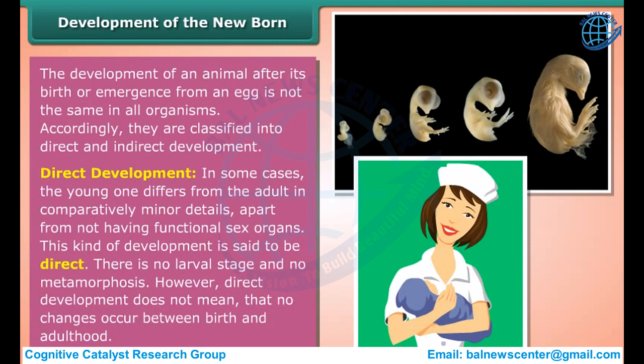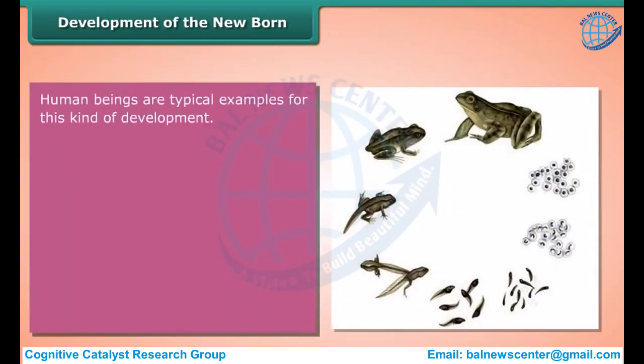There is no larval stage and no metamorphosis. However, direct development does not mean that no changes occur between birth and adulthood. Human beings are typical examples for this kind of development.